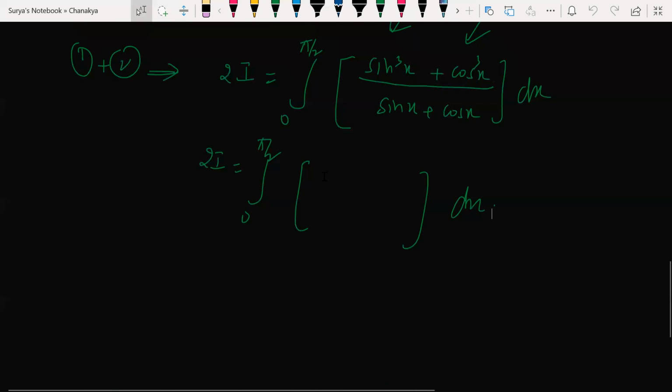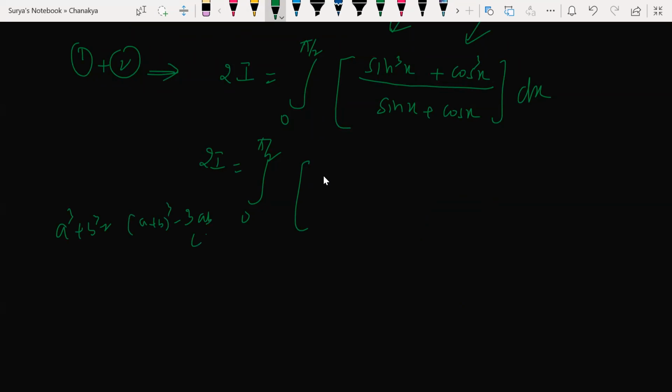Got it, guys? You can use whatever technique you want to use. Look at it, it's very, very simple. And I can use an algebraic identity also. a cube plus b cube formula is what? a plus b whole cube minus 3ab into a plus b. Okay. Now a cube plus b cube is nothing but a plus b whole cube minus 3ab into a plus b.